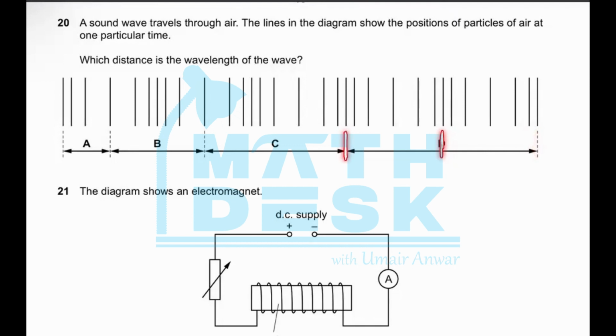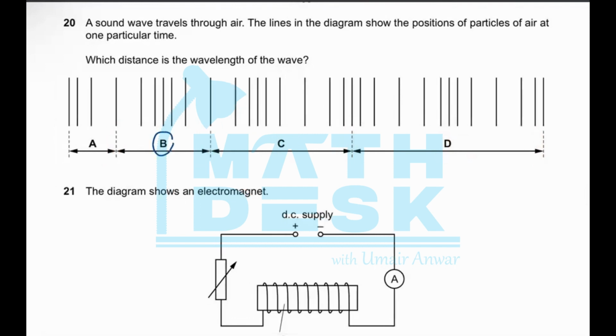In part C, for the distance C, the center of rarefaction and the center of compression, the distance is being measured between these two points. So this C is also not the wavelength. For the distance B, the center of rarefaction till the center of the next rarefaction is being measured. So this should be the correct one, and A is also not representing the wavelength of this sound wave. So this option would be the correct one here, part B.